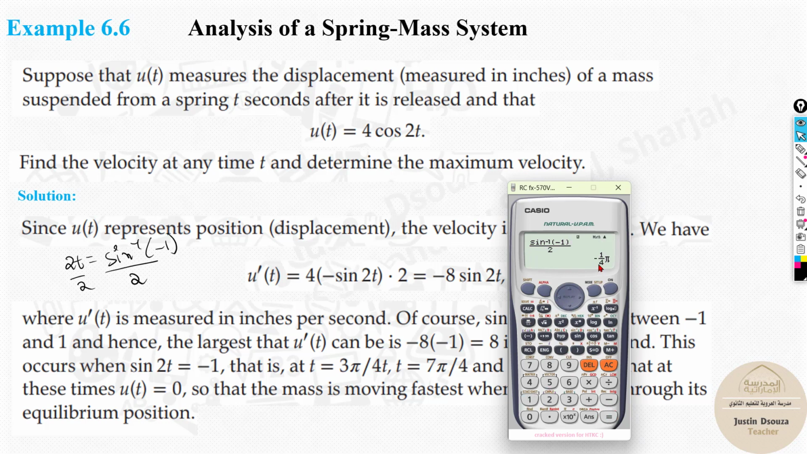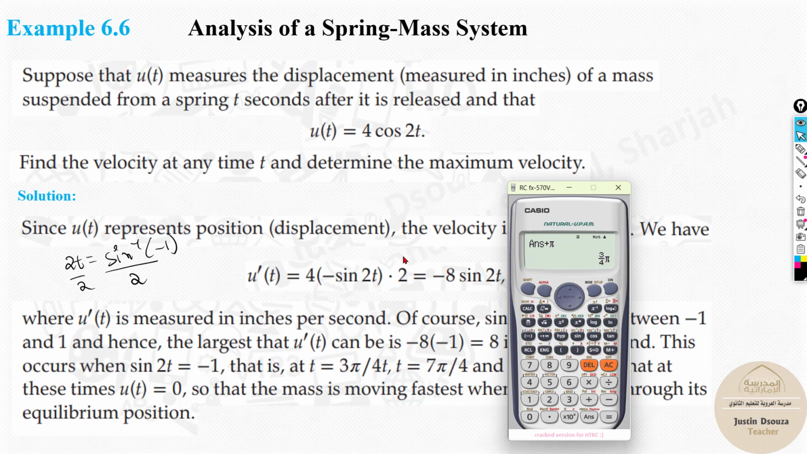It's negative pi by 4. This is a coterminal angle. We can take the positive angles. How do we take positive angles? Just add pi. So add pi, it's 3/4. 3 by 4 pi.